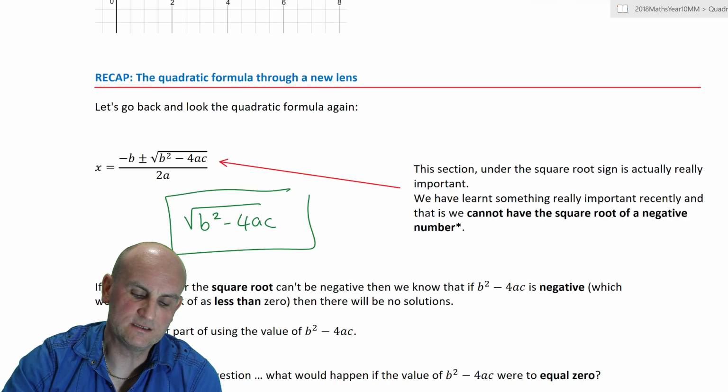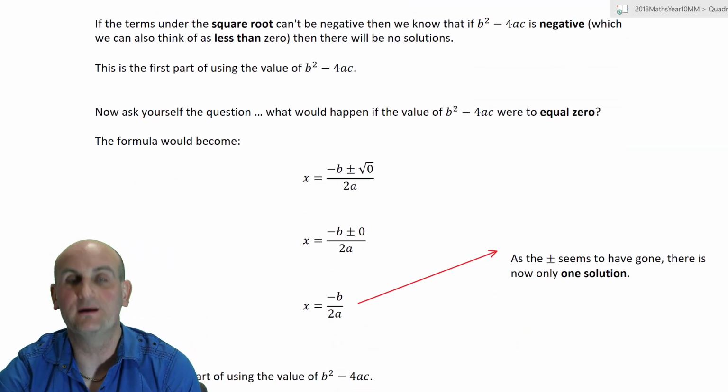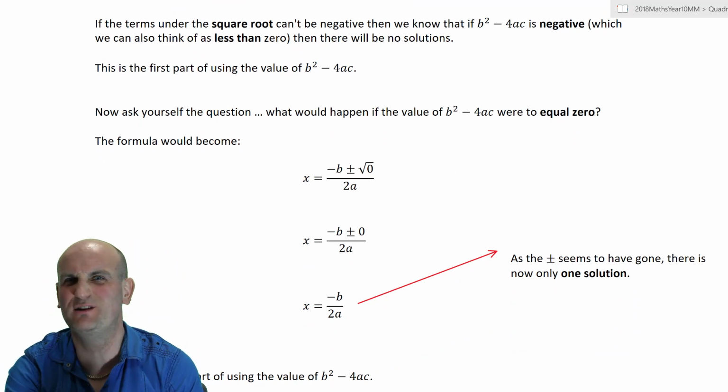But what about taking that idea further? Is this b squared minus 4ac thing really important? Yes, it's the discriminant. Don't tell anyone.